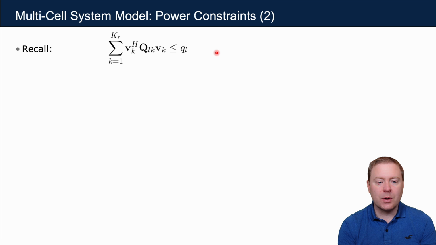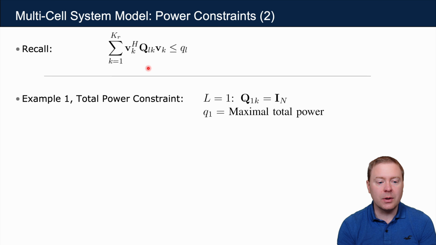Well, for this general structure, we can, for example, model a total power constraint. In that case, we only need one constraint of this kind. And we have a weight matrix here, which is just an identity matrix. So we take each vector and multiply with itself. That is the squared norm of that vector. And then the Q here, Q1, will be the maximal total power from all our base stations.